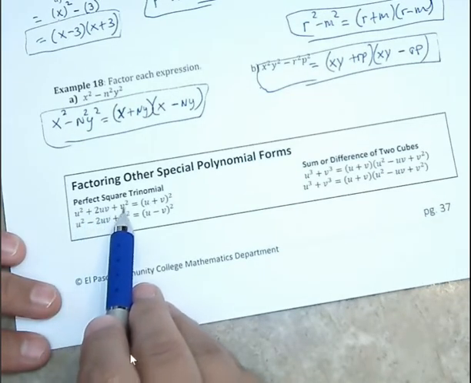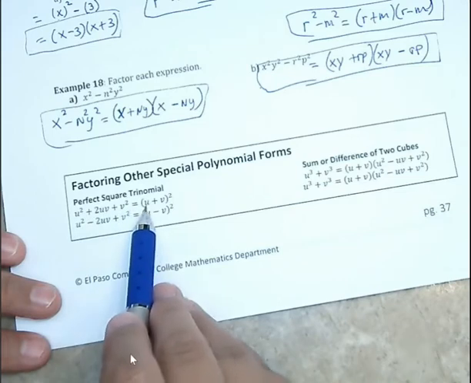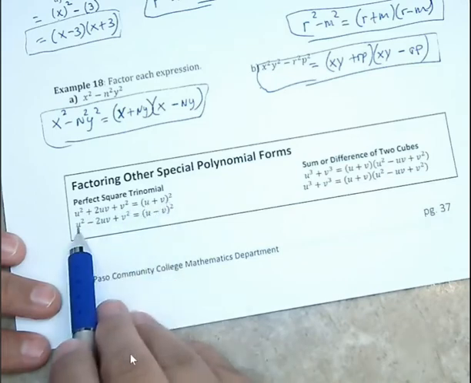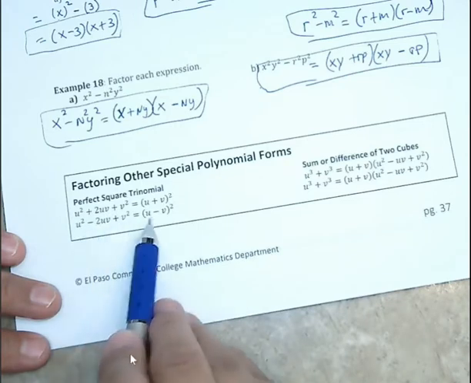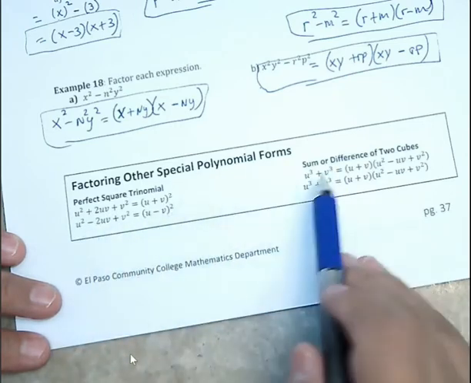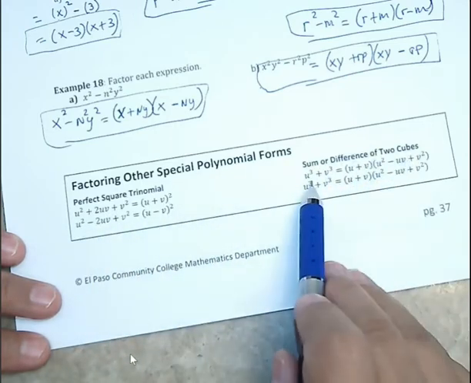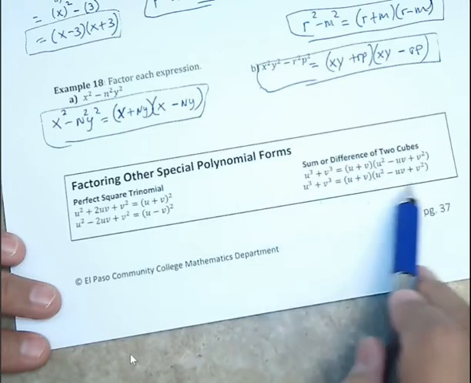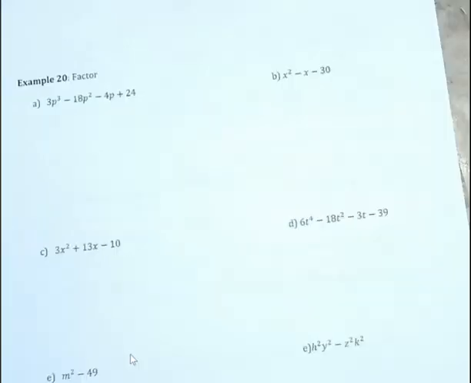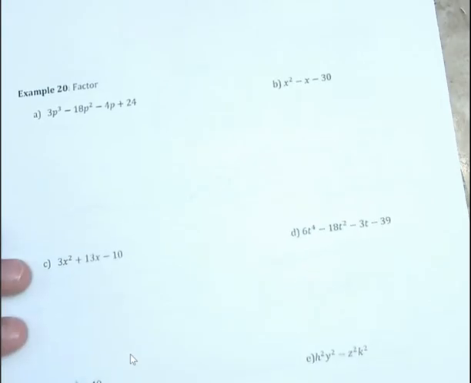And then lastly here, whenever you have a polynomial that is in this form, u squared plus 2uv plus v squared, we can factor it out as u plus v squared. And if it's a minus here instead, it would be u minus v squared. And then for sum or difference of two cubes, we would use these formulas here. Okay. That says factor each expression.